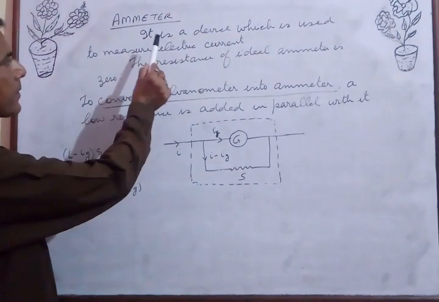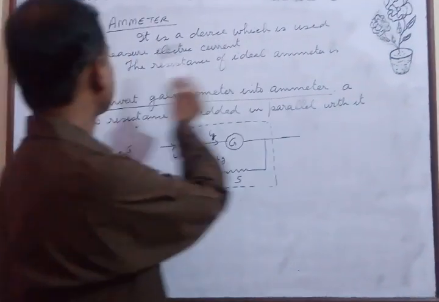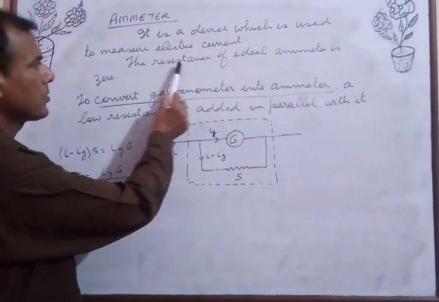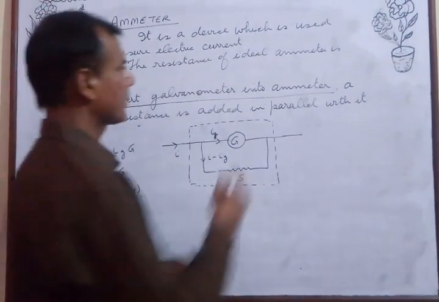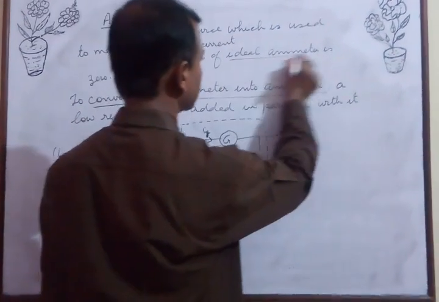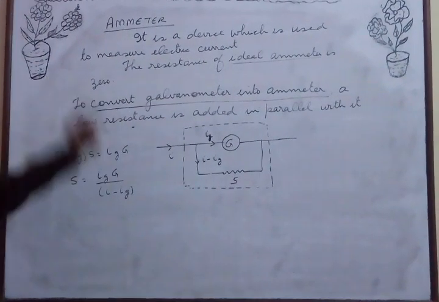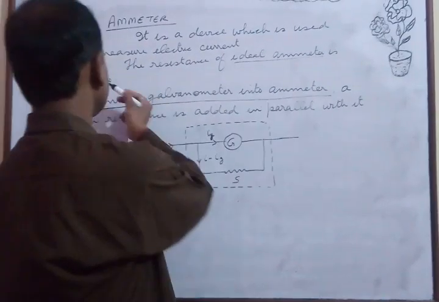Ammeter. It is a device which is used to measure electric current. And the resistance of ideal ammeter is 0. As it has to measure current, it should have minimum resistance. So resistance of ideal ammeter is 0.